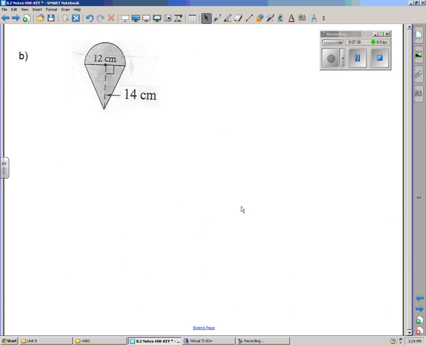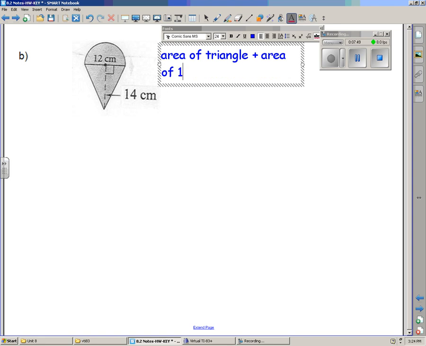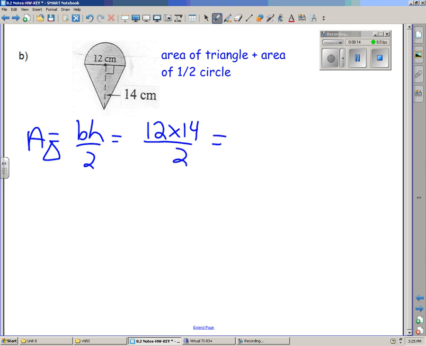All right, next one, we have this ice cream cone. We need to find the area of a triangle plus the area of half a circle. That's what we're looking to do. So let's see if we can get that done. The area of the triangle is base times height divided by 2. The base and the height are formed by the right angle. So 12 by 14 divided by 2, which I believe is going to be 84.